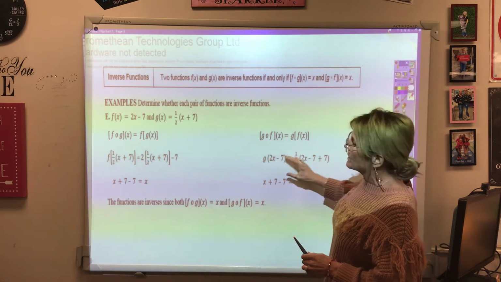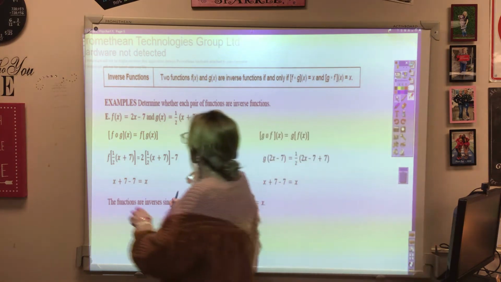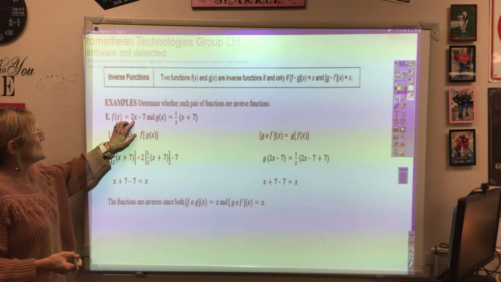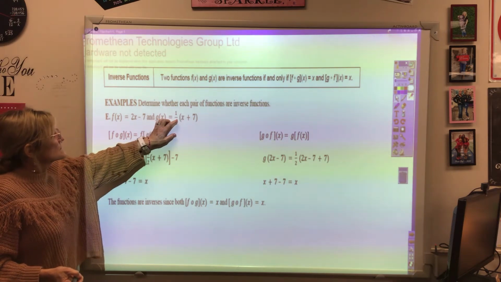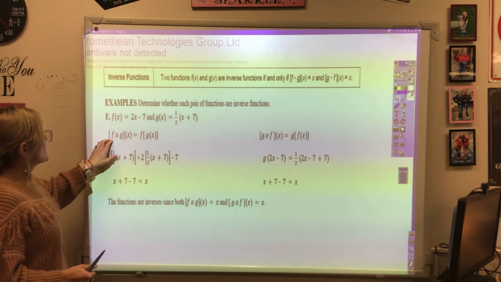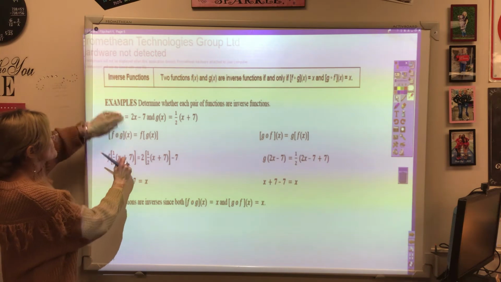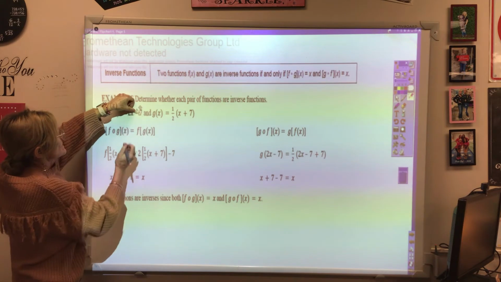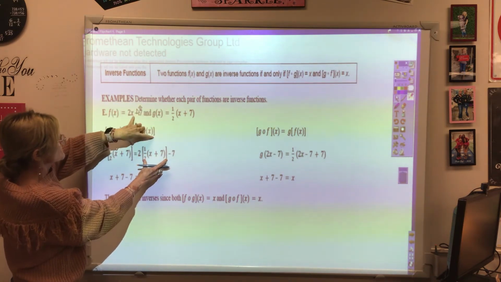So here's an example of two functions that are inverses of each other. We have the first one, f of x equals 2x minus 7, and the second one, g of x equals 1/2 times the sum of x and 7. To find f of g of x, we put into the f function, where x is, the g of x function. So it goes right here where x was.